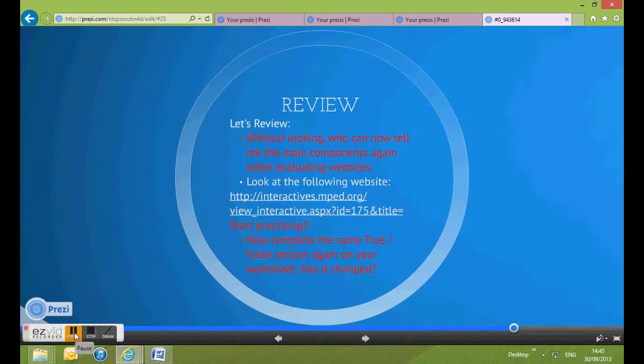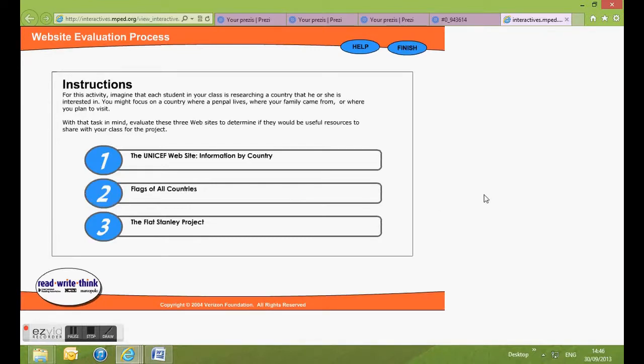Now take a look at the following interactive website on your computer screen in front of you. Read the instructions by finding a website on each of the three topics. That is, the UNICEF website, flags of all countries, and the Flat Stanley Project.